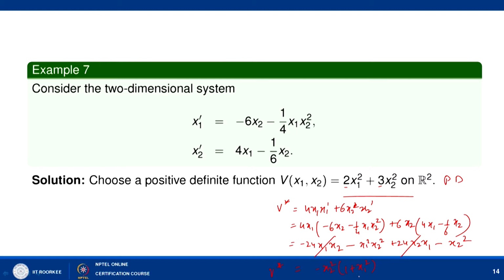It can be 0 when x2 is equal to 0 here. So, it means that when x2 is equal to 0, x1 may be anything, but still V star is 0. So, it means that here V star is negative semi definite and V is positive definite. So, it means that the 0 solution is a stable solution here. So, without finding the solution, we simply say that the 0 solution is a stable solution here.